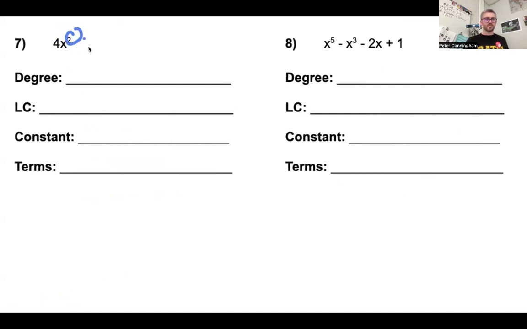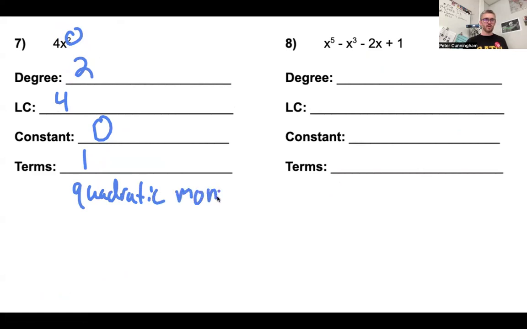Degree 2, lead coefficient 4, constant 0, terms 1. We have a quadratic monomial. Like a monologue is someone speaking all alone, a monomial is a term all by itself.